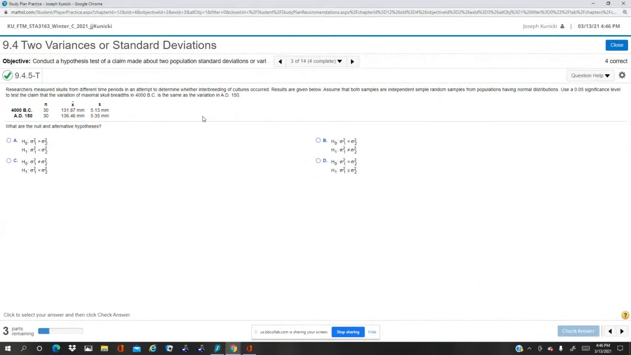Researchers measure skulls from different time periods. Determine whether interbreeding of cultures occurred. Results are given below. Assume that both samples are independent, simple random samples from populations having normal distributions. So those are the requirements.